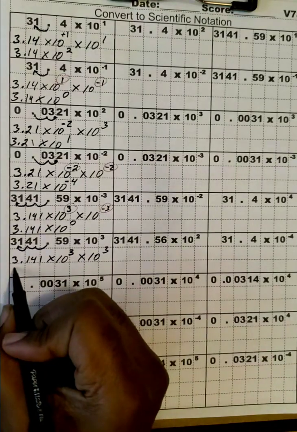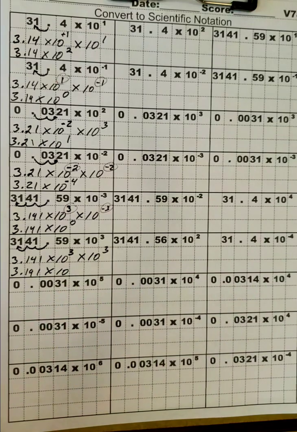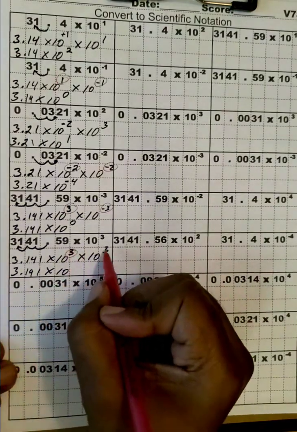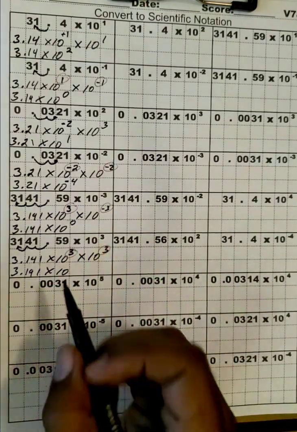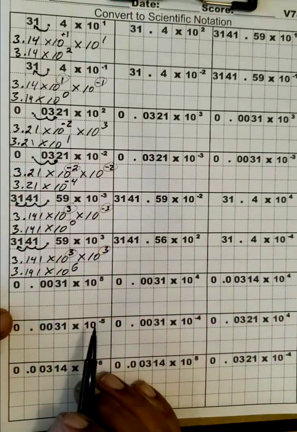Okay, now let's bring down the 3.141, the times and the 10. And the rule is same signs add. So those are same signs, so they add up to a 6. The bigger sign wins. They're both positive 3, so that's a positive 6.